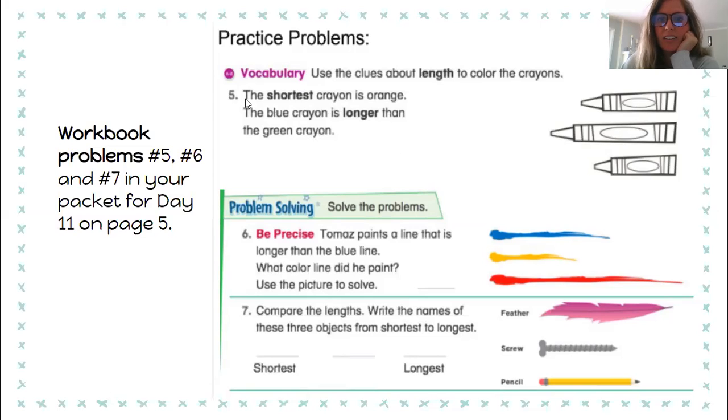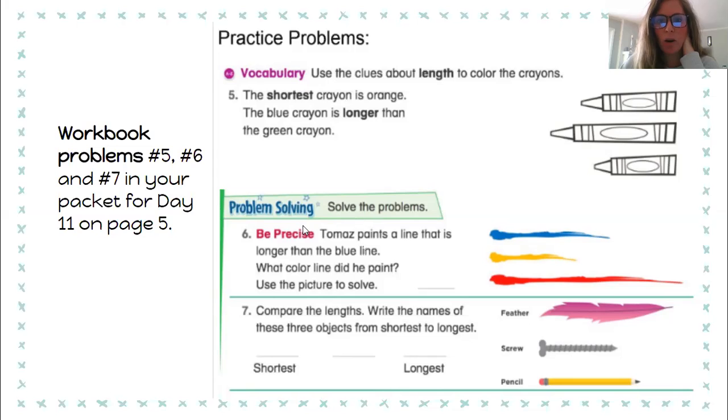I'm going to read it again. The shortest crayon is orange. The blue crayon is longer than the green crayon. And if you don't have crayons, that's okay. You can just label them: O for orange, B for blue, or G for green.